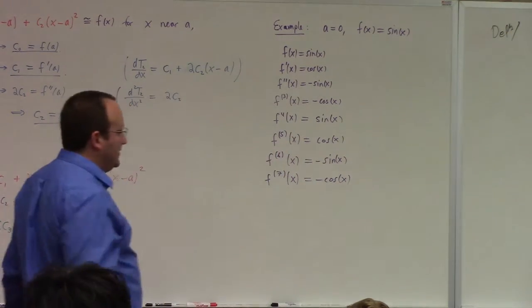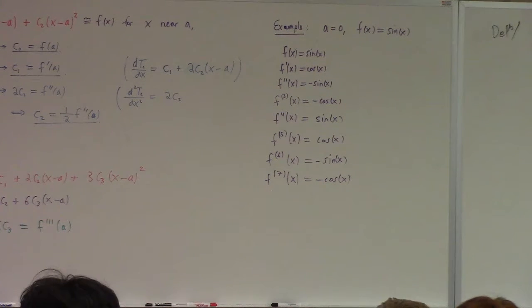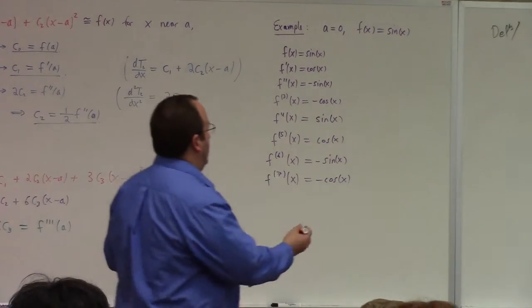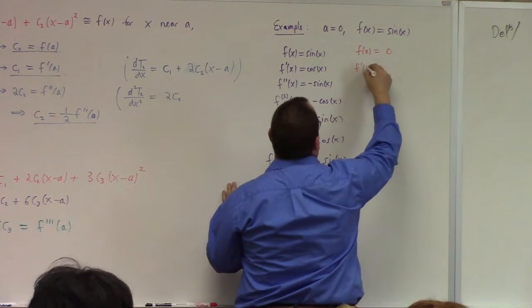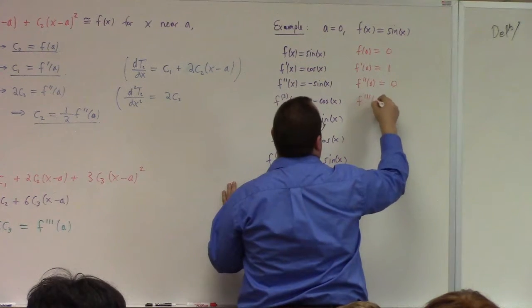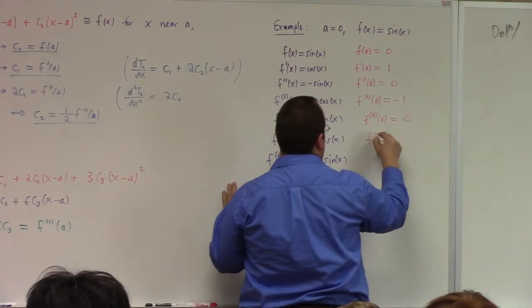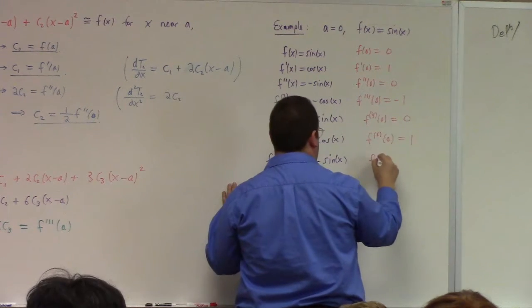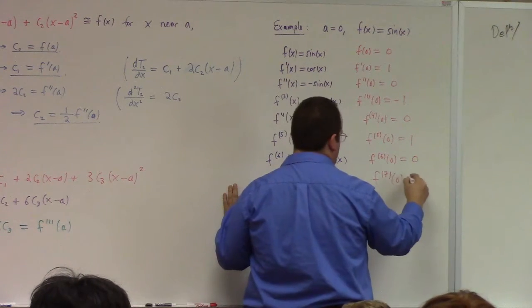Of course, this repeats over and over again. Evaluate these derivatives of the sine function at 0. What do you get? f of 0 is 0. f prime of 0 is 1. f double prime of 0 is 0. The third derivative at 0 is minus 1. The fourth derivative at 0 is 0. The fifth derivative at 0 is 1. The sixth derivative is 0. The seventh derivative evaluated at 0 is minus 1.